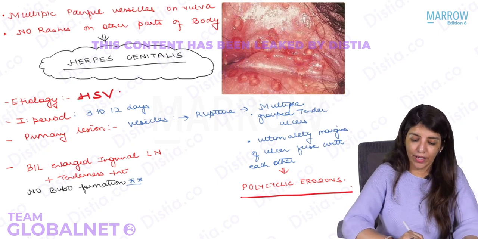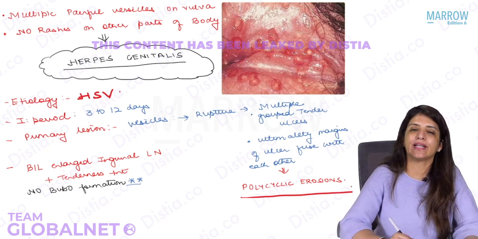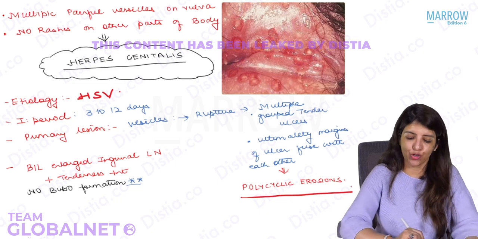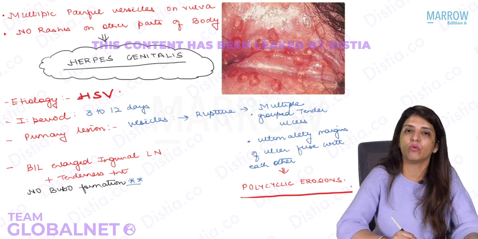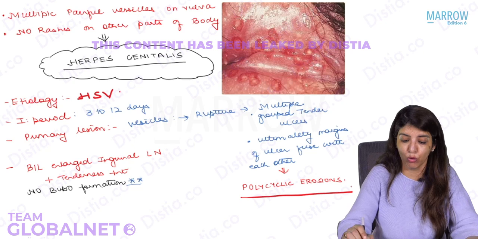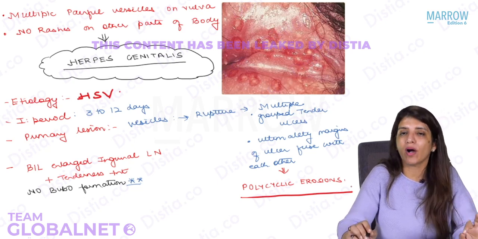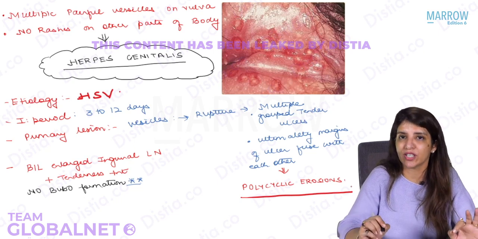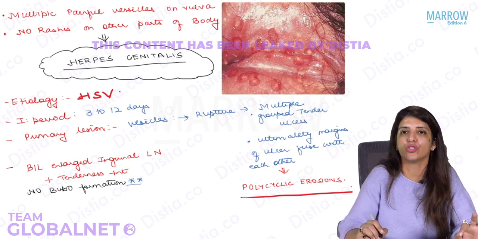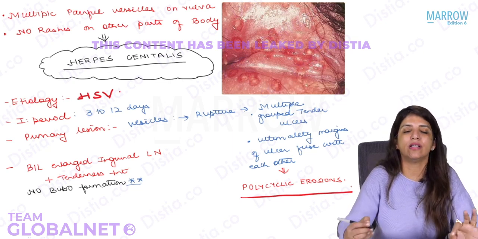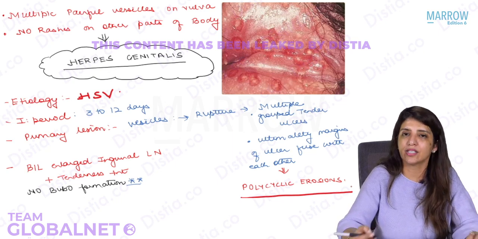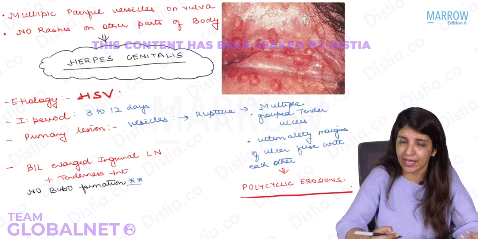Right? Now, in this case, along with these polycyclic erosions, you are going to get bilaterally enlarged inguinal lymphadenopathy plus tenderness will be present. So, inguinal lymph nodes will be enlarged, they will be tender, but there won't be any bubo formation. So, if you are getting this picture, and this is what was asked in your NEET 2021, that there are multiple painful lesions on the vulva and there are polycyclic erosions, the inguinal lymph nodes are enlarged and tender, so we are dealing with herpes genitalis.